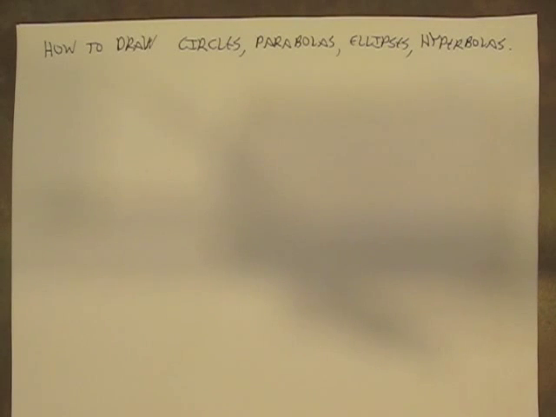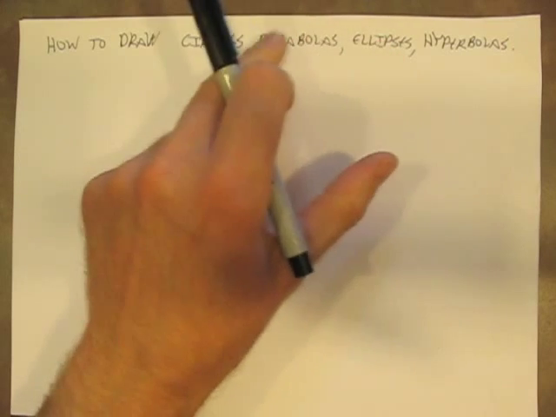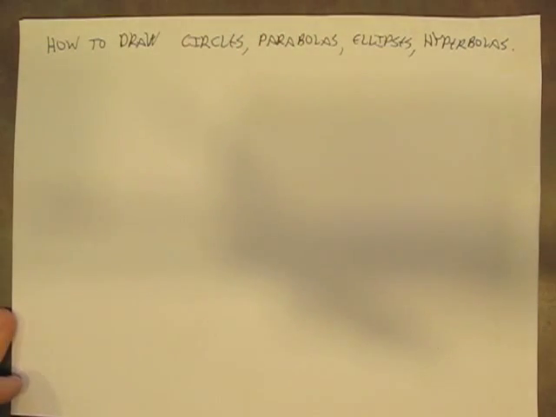Okay, this video is going to be on how to draw circles, parabolas, ellipses, and hyperbolas. And I'm probably going to start with circles and go to ellipses and then do parabolas and hyperbolas.